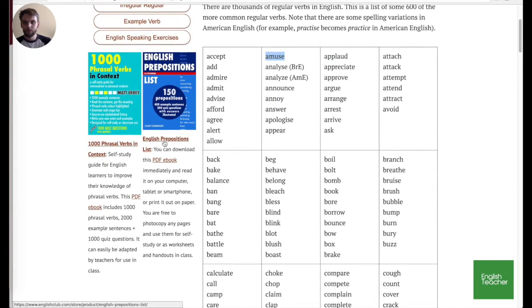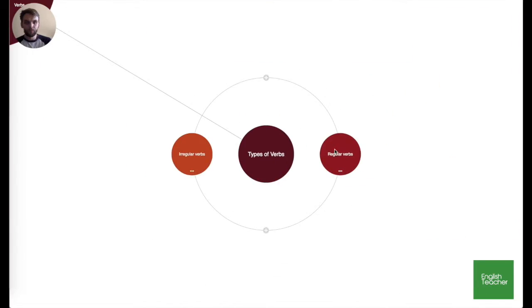Okay. So, moving on. Now, today we're going to talk about the verb tenses. So there are three tenses. There's the past, the present, and the future. And the easiest way to understand this is in a table. Let's have a look.